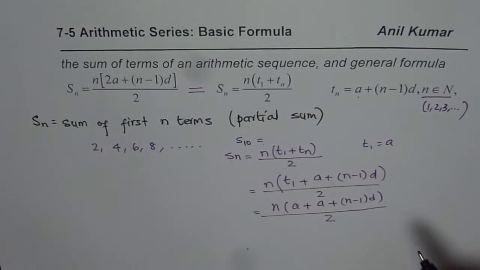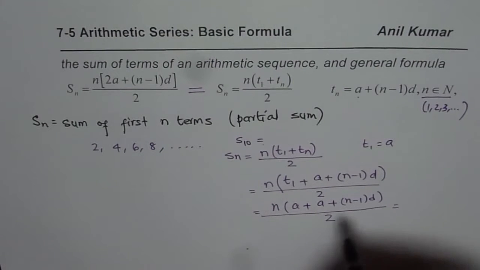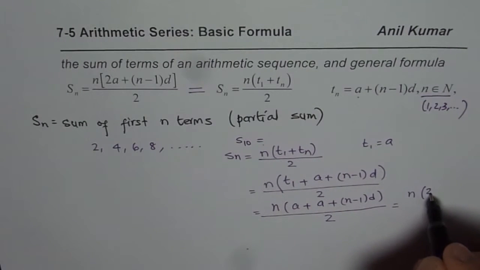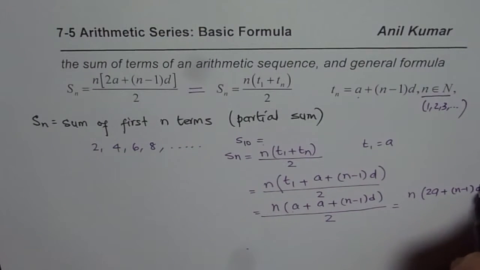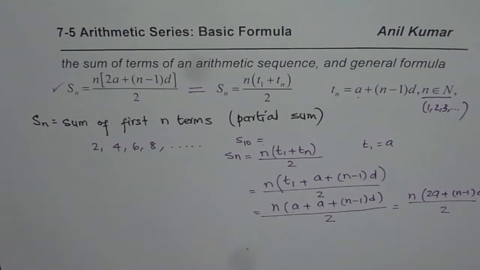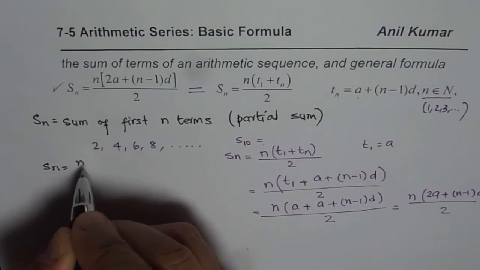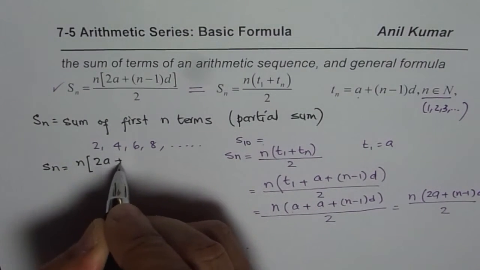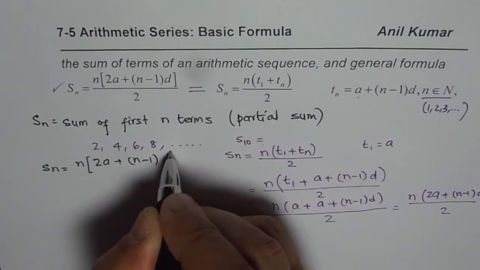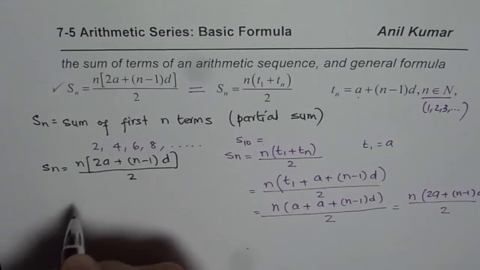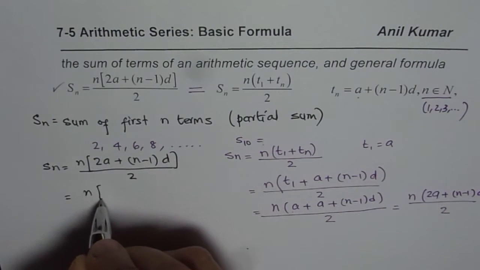Now a plus a is 2a. Do you see that? So what do we get? We get n times 2a plus n minus 1 times d, correct? Divided by 2. And that is exactly the first formula. Do you get the idea? So they are actually the same formulas. You can begin from here also. Let's do that. We are given S of n equals n times 2a plus n minus 1 times d, divided by 2. It is important to understand so that you appreciate that both are exactly the same thing.